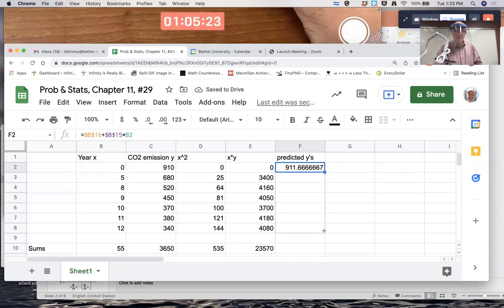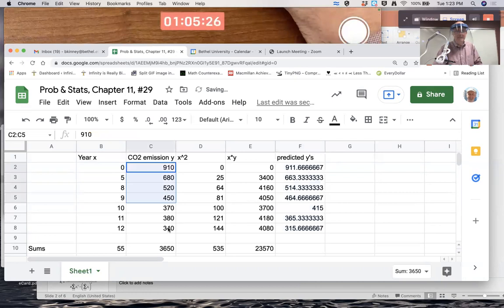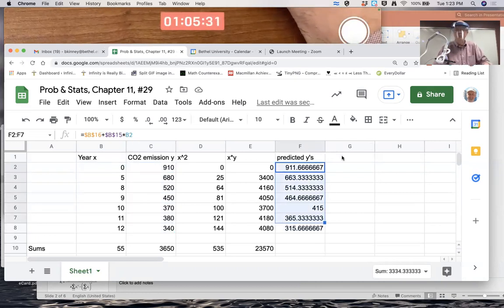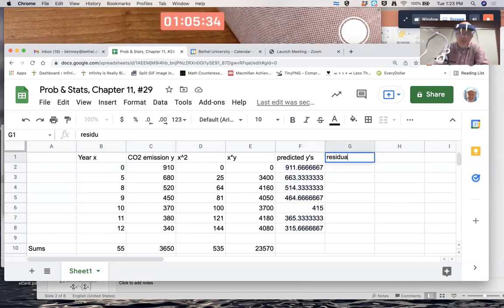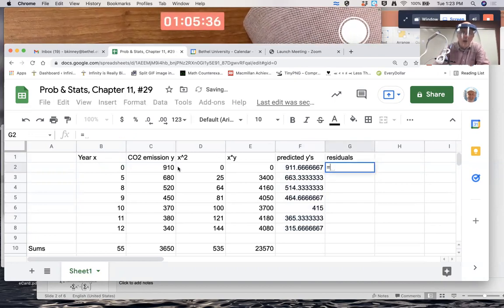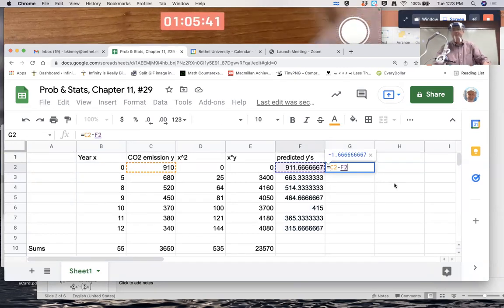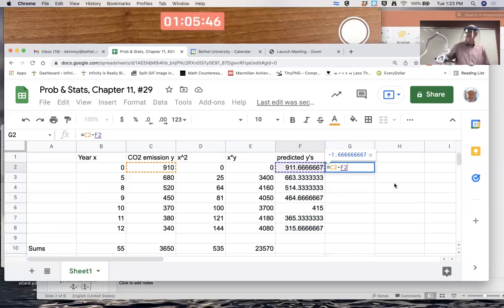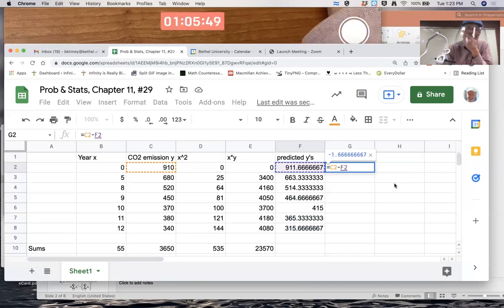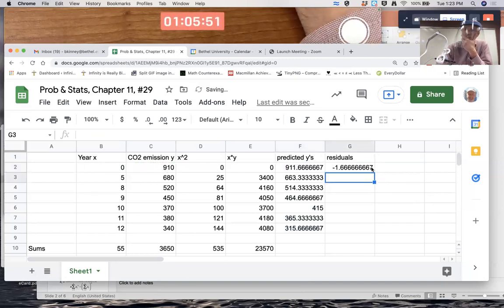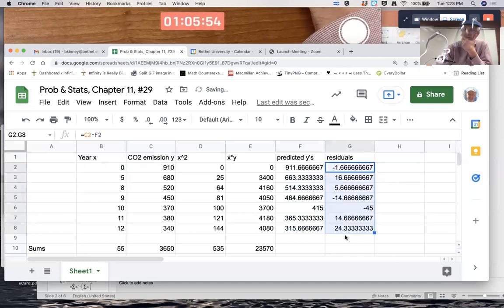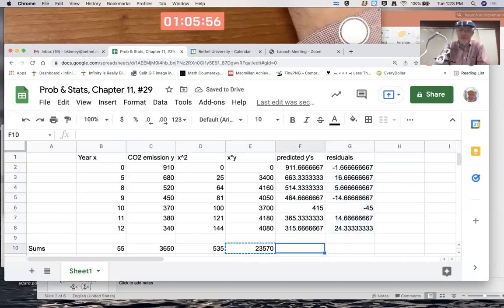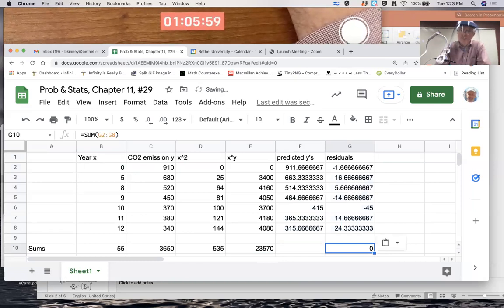These numbers should be close to the y values. Yeah, compare column C and column F, they're pretty close together. Not as close as the other example, but relatively close. The residuals now are the y values in column C minus the corresponding y hat value in column F. Residuals average out to 0. In fact, if you sum the residuals, you get, up to rounding, 0.